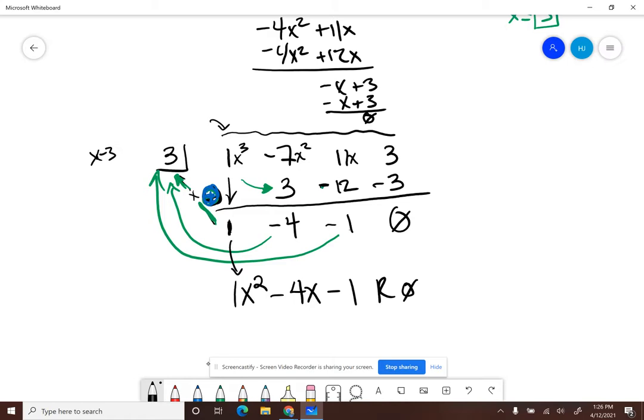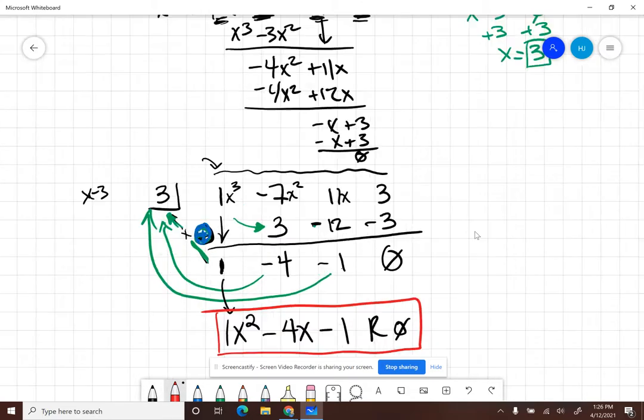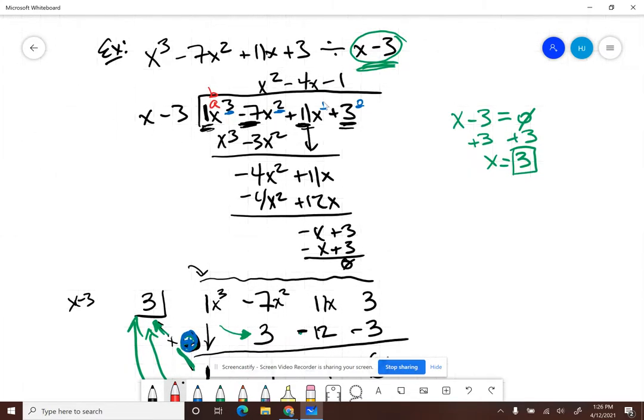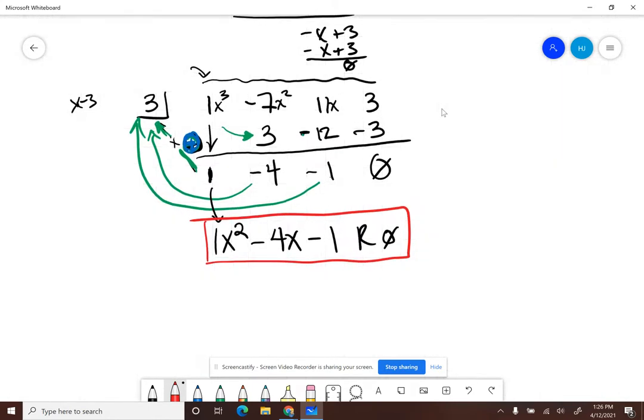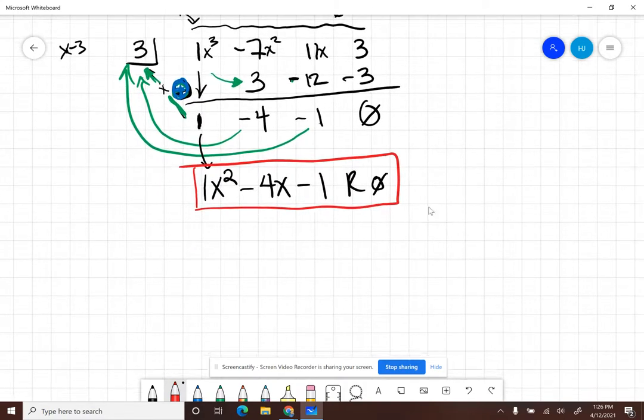Now here's what I want you to do. This is a really magic moment right now. I want you to look at the answer that I just got through this little bit of work right here, and look at that answer compared to what I had right here. X squared minus 4x minus 1 with no remainder. Ladies and gentlemen, it's exactly the same answer that I got on the last one, okay? So this works every single time. And it also works when you are given a remainder, okay?